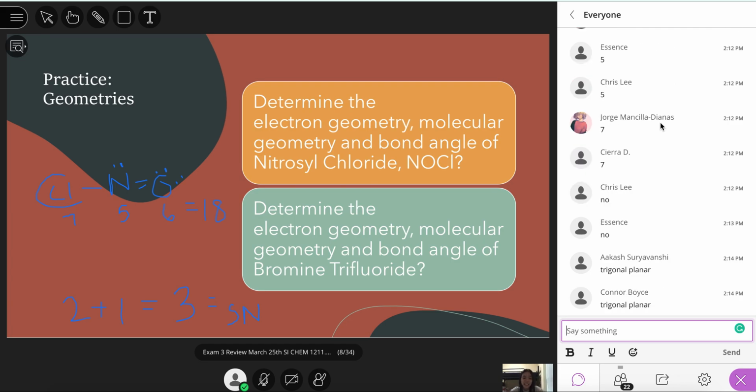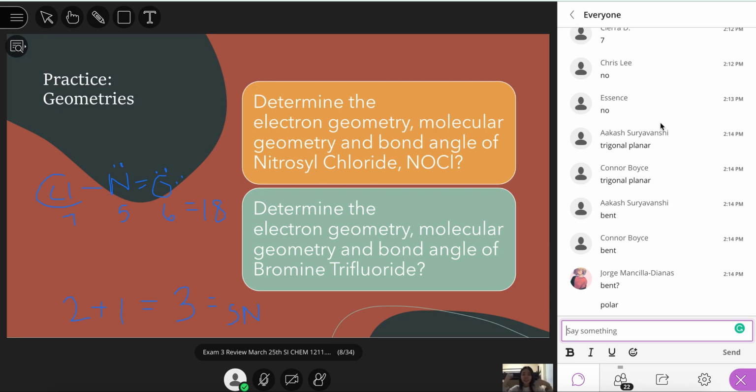Trigonal. Yes, exactly. So what is the molecular geometry? Now that you know that's trigonal planar. Yep, Akash and Connor, that's correct. So what's the molecular geometry now? Bent. Yes, exactly, bent. And because it's bent, we know it's what type of bond? It's bent. Polar, yes, exactly. So what's the bond angle?